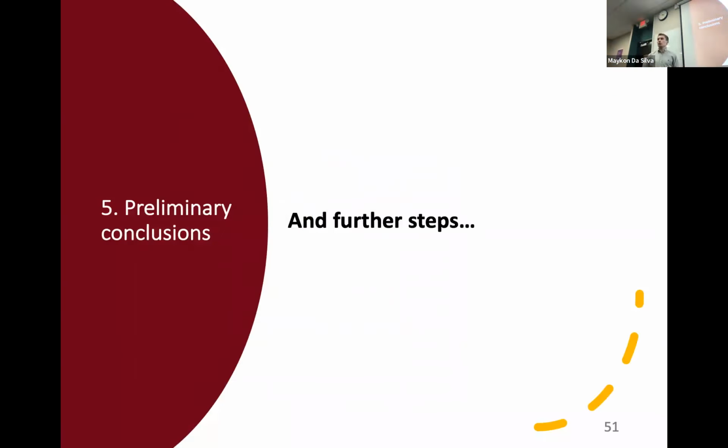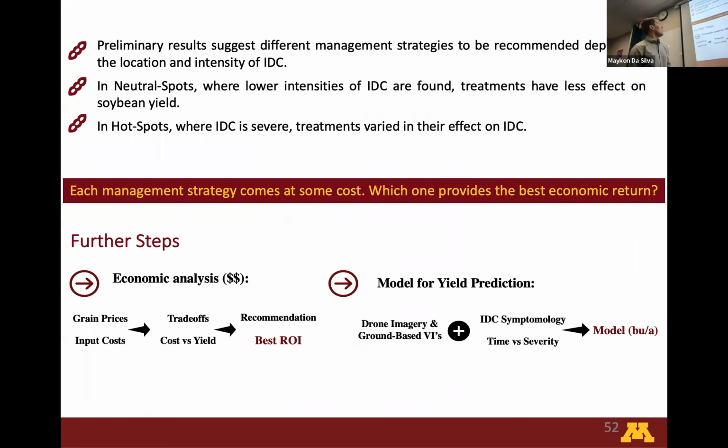So, preliminary conclusions and further steps. Our preliminary results suggest different management strategies should be recommended depending on the location and intensity of IDC, as I just showed. In neutral spots where lower intensities of IDC are found, treatments have less effect on soybean yield. Differently, in hot spots where IDC is severe, treatments varied in their effect on IDC.